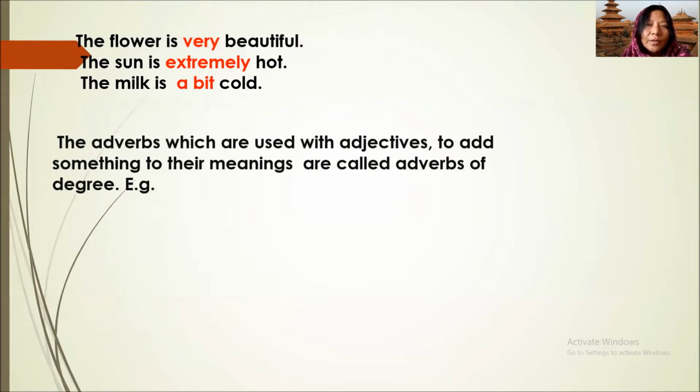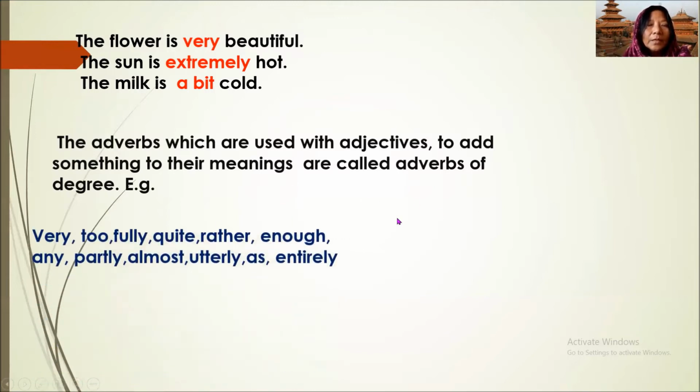Adverbs which are used with adjectives to add something to their meanings are called adverb of degree. Why are they used with the adjectives? To add something to their meanings. Some examples here: very, too, fully, quite, rather, enough, any, partly, almost, utterly, as, entirely. They are the examples of adverb of degree.